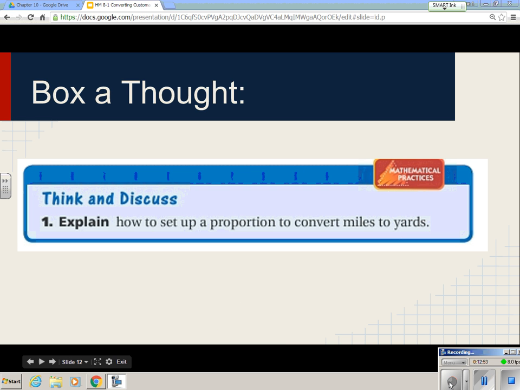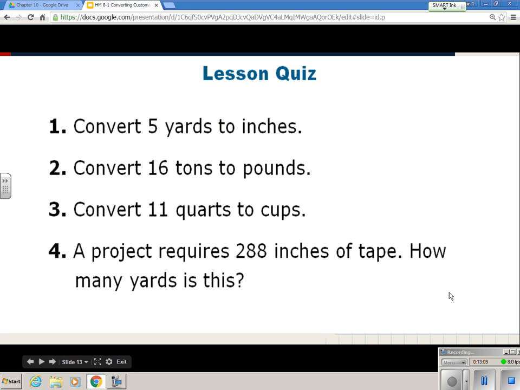All right, so all you have to do is give me an explanation using your words, not so much writing it out as an example. How do you set up a proportion to convert miles to yards? Tell me how you would do that, and then you can move on to the quiz. 4 questions today on your quiz. Do your best: proportions, set them up, and solve. We'll see how you do when you show me your answers and show me your work.